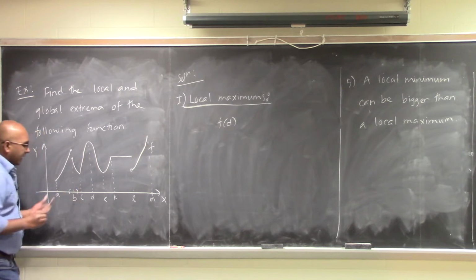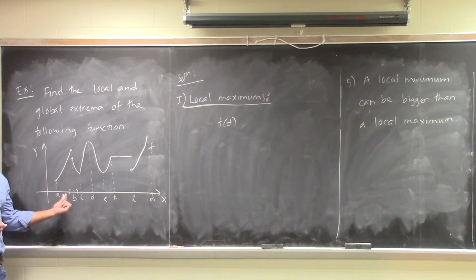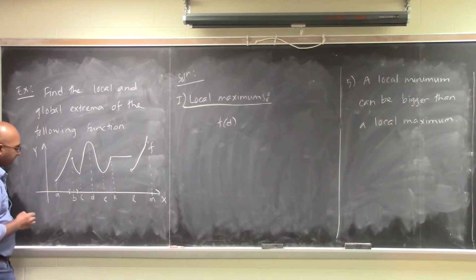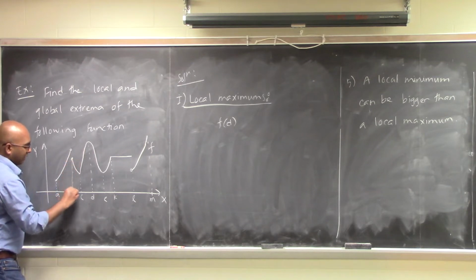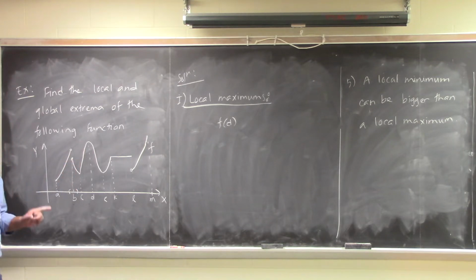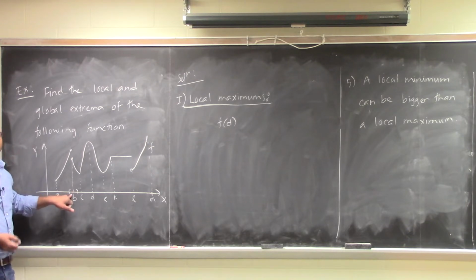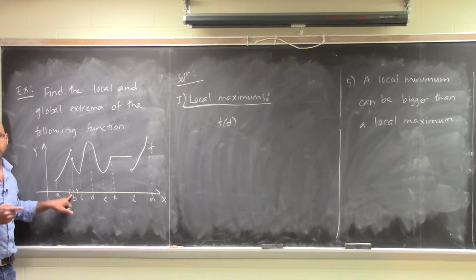Let's take an interval centered at B. Okay? All right. Now, what is F of B? This is F of B, right? This much is F of B. Now, if F of B is a local max, what happens if I take any input from this interval, the corresponding output has to be less than F of B. That's the definition of local max, right?